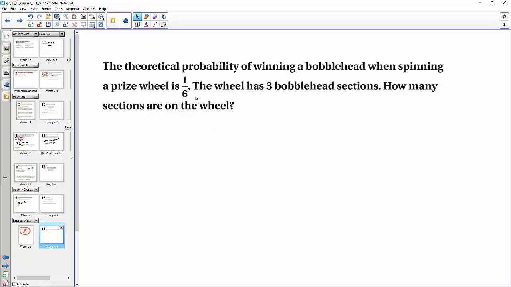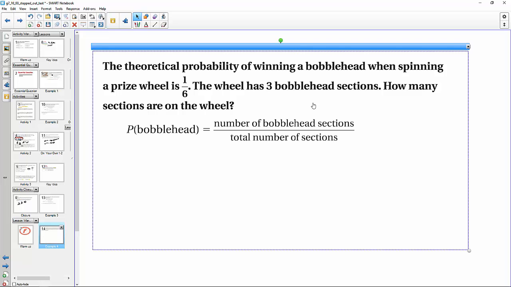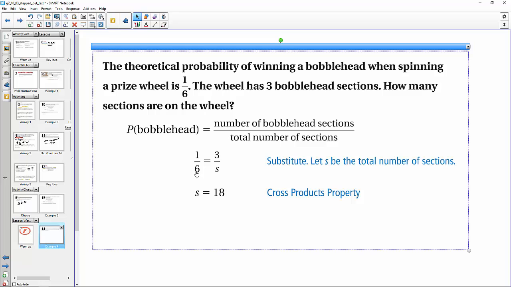Well, if you think about this, I have a 1/6 chance of winning, and my chance of winning is 3. So I'm really taking like 3 divided by 1/6, and I should have 18. So I have 1/6 because I have a 1 out of 6 chance of winning, and 3 out of the total, whatever the total is. So if I look here, I cross multiply and I get 18.